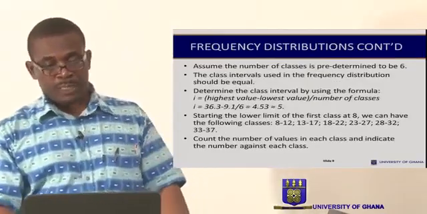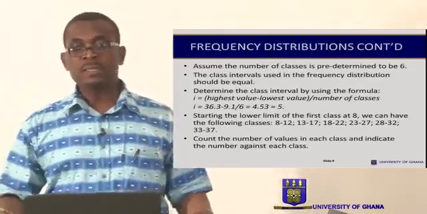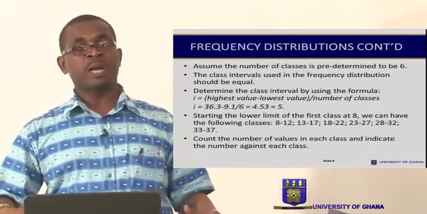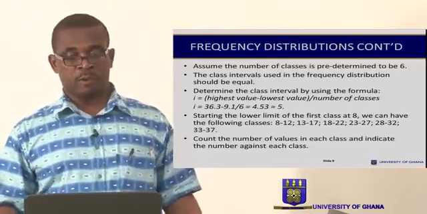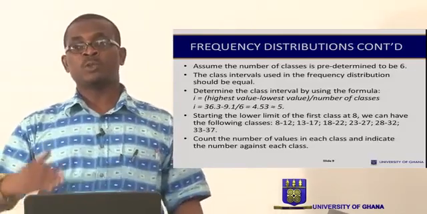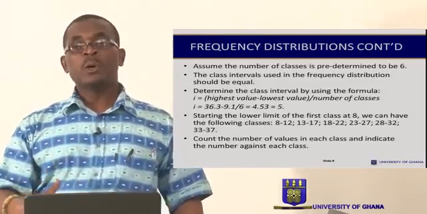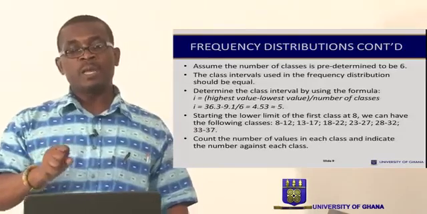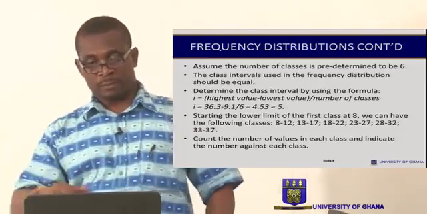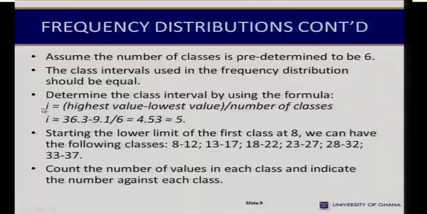So what we do is that we should have a number of classes; sometimes you could predetermine the number of classes. So let's say we want to group them into 6 classes. It means that we can determine the class interval, which we shall call I. To find the class interval, just look for the highest value in the raw data and subtract from it the lowest value, and then divide that by the number of classes that you desire.